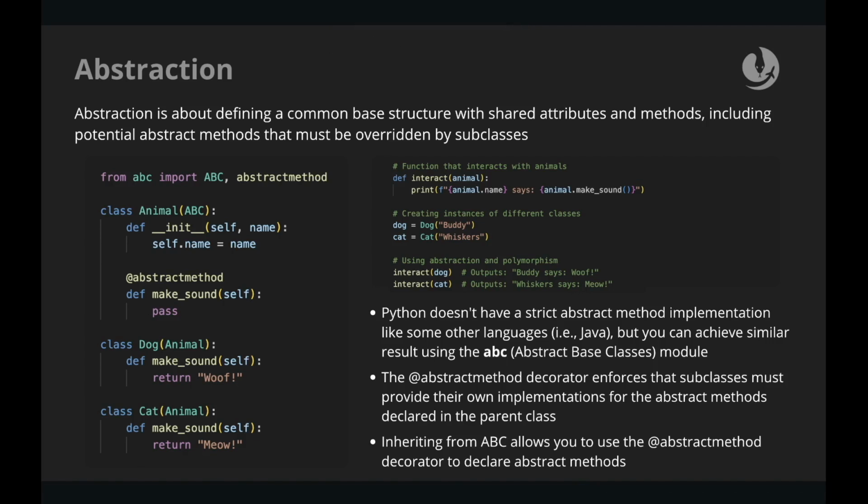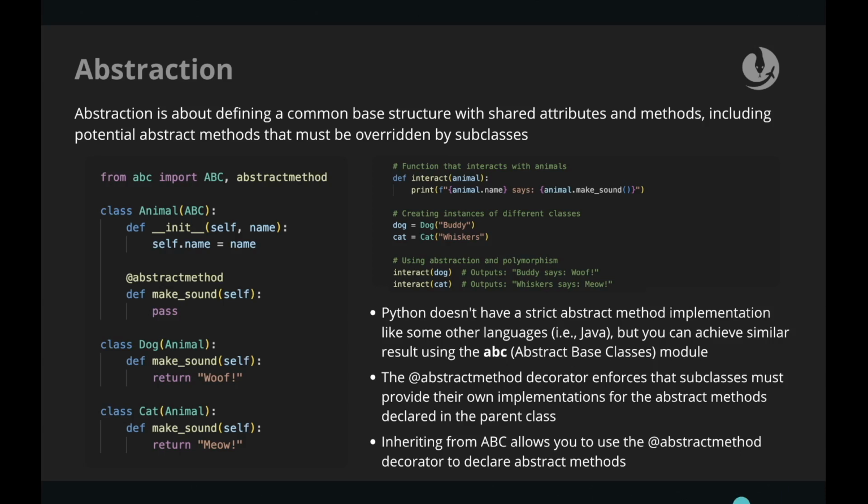All right, we are almost there. We still have abstraction and the use of loops to cover, and this is basically it. So first of all, let's talk about abstraction, and this is the fourth pillar of object-oriented programming. And abstraction is about defining a common base structure with shared attributes and methods, including potential abstract methods that must be overridden by a subclass.